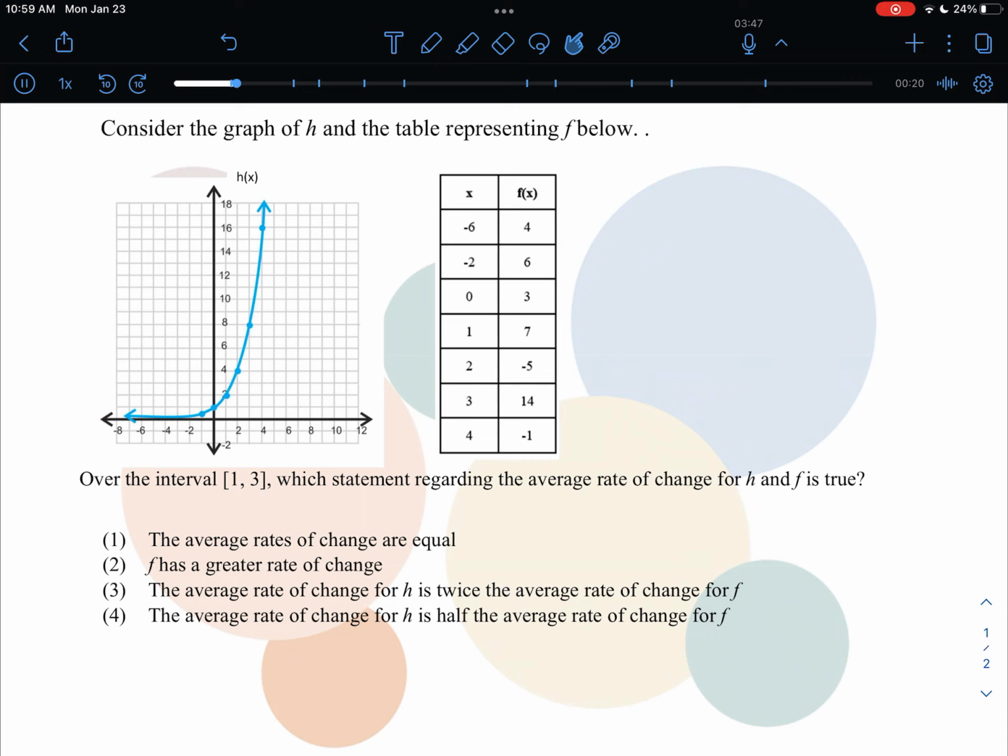Rate of change is simply the change in y over the change in x, and it looks like I'm going to be comparing the h of x function and the f of x function and figuring out during that interval which one has a greater or lesser, or maybe they're equal rates of change. Since they've given me the interval, that is my x1 and my x2.